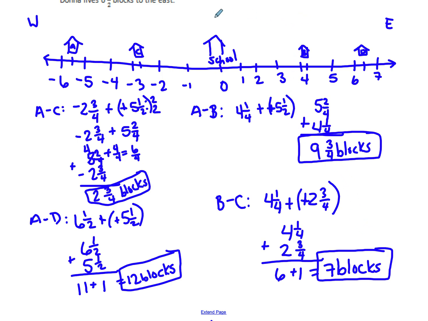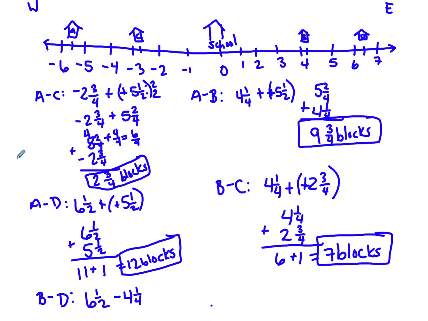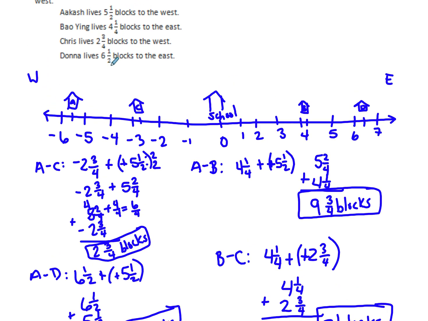Okay, so that's Baoying to Chris. I also need to do Baoying to Donna. I don't need to do Baoying to Akash because I already did that here. Okay, so Baoying to Donna. They were both positive numbers. 6 1/2 was Donna, minus 4 1/4 was Baoying, I believe, but let me go back up and just double check. Yeah, 4 1/4.